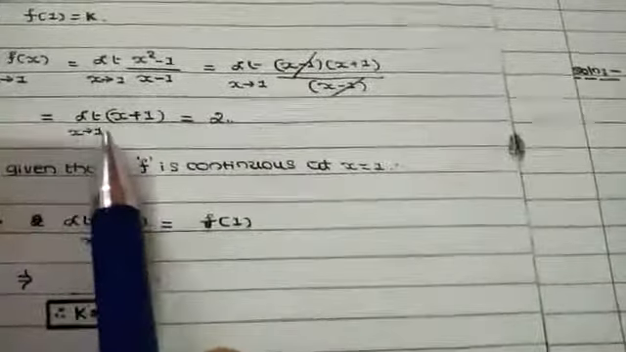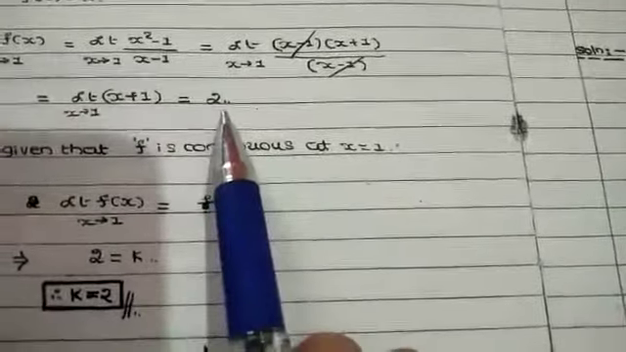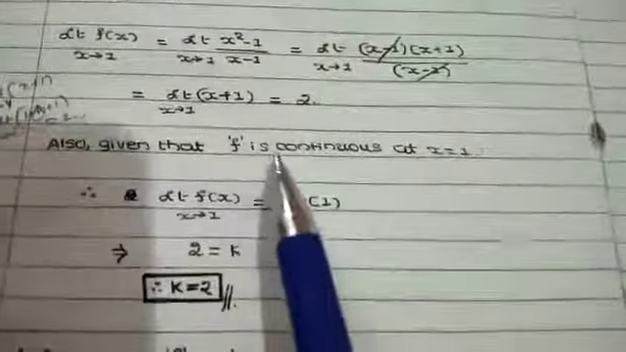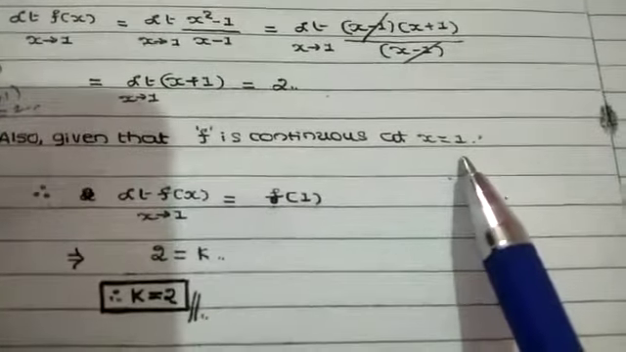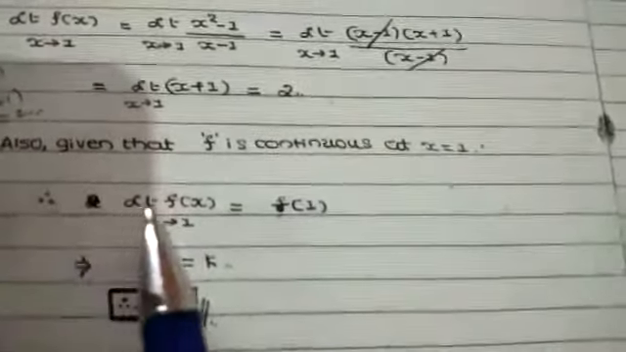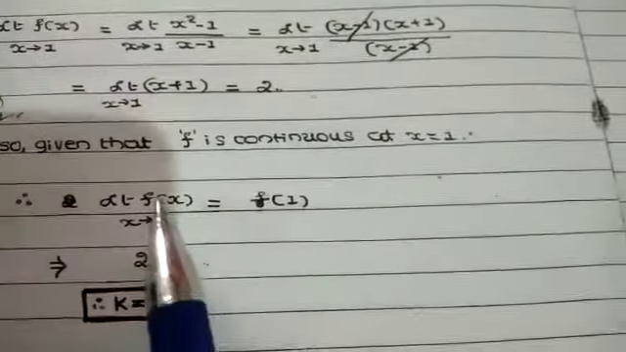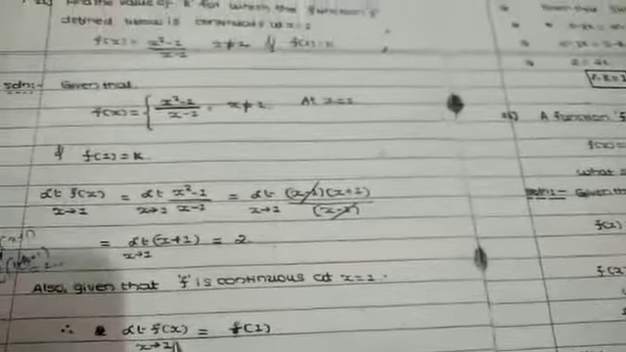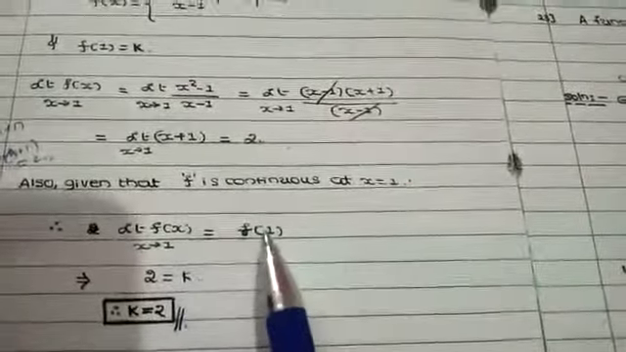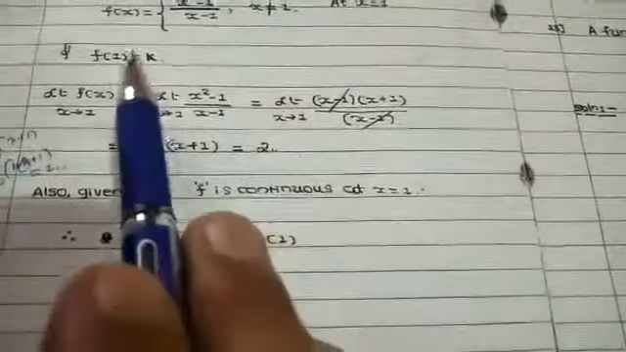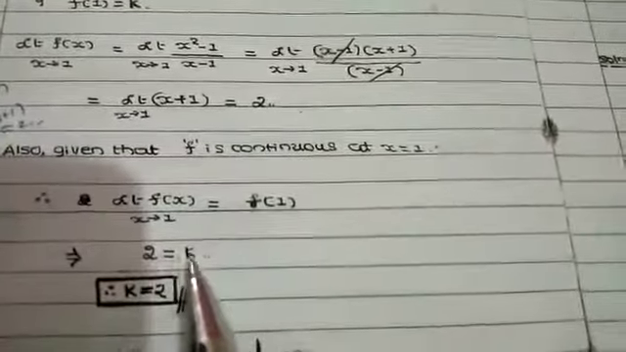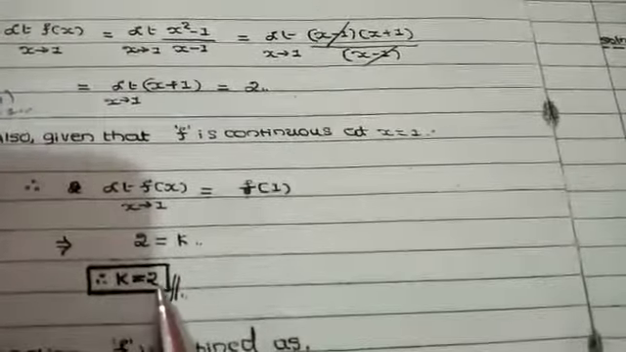If you put x tends to 1, it becomes 1 plus 1, which is 2. And also the function is continuous at the point x equals 1, so limit of f of x as x tends to 1 is equal to f of 1. That limit is equal to 2, and at the given point f of 1 is equal to k. If the function is continuous, both are equal, so 2 equals k, so k value is 2.